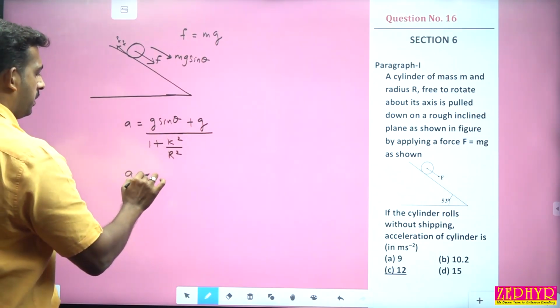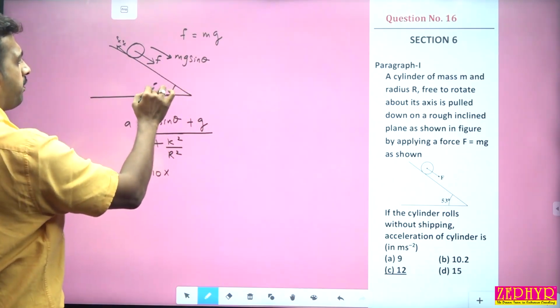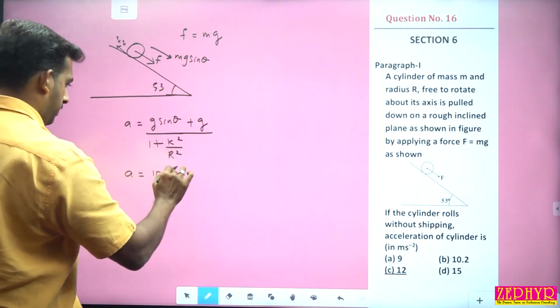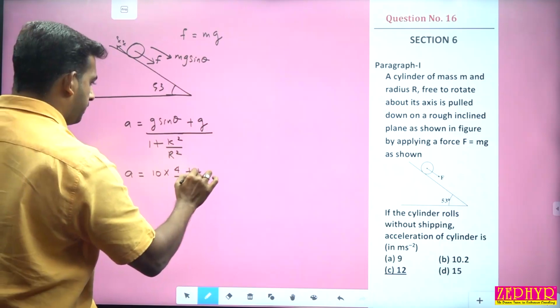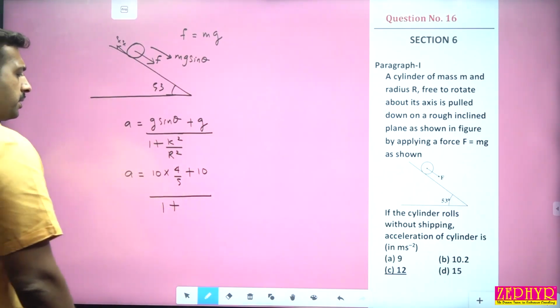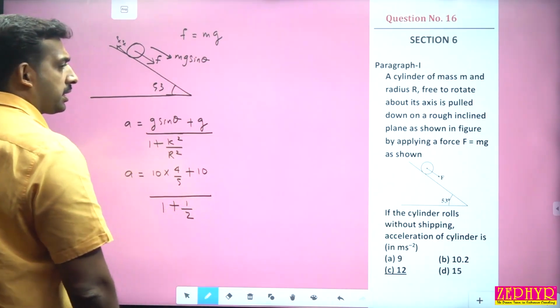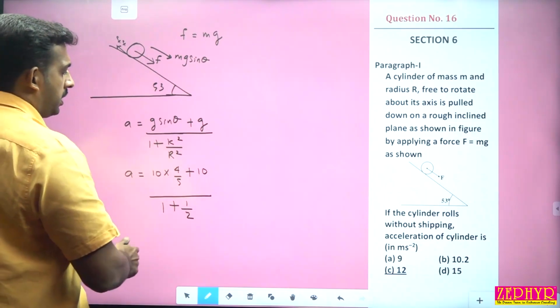So A equal to g sin theta, 10 into sin 53. It is 53 degree. The sin 53 is 4 by 5, plus 10, divided by 1 plus k square by r square. What is k square by r square? K square by r square is 1 by 2 for a cylinder, right? It can be considered to be a disc. So it is 1 by 2.